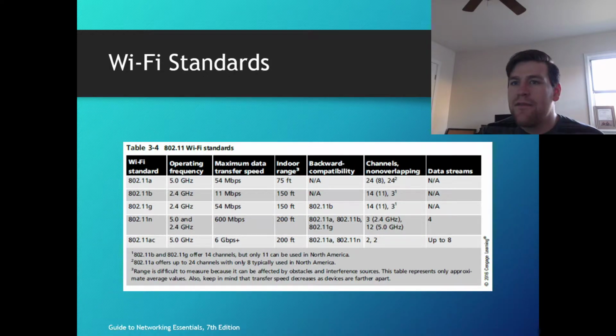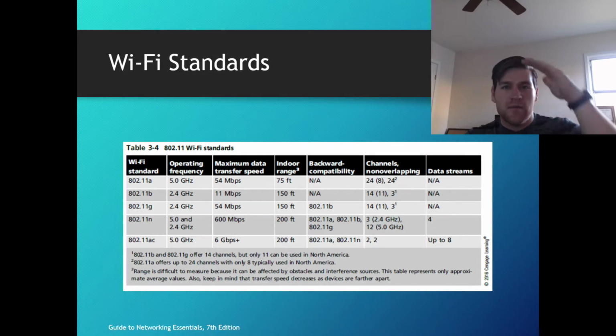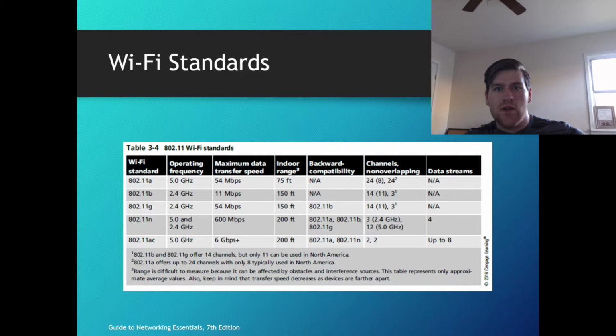Okay, so here are the Wi-Fi standards. I mentioned it's 802.11 followed by a letter to measure different standards. So with Ethernet, it's 802.3, and then there's a bunch of different letters that would follow that to measure different standards of Ethernet. So with 802.11, there's different letters that would follow the 11 to measure different standards.